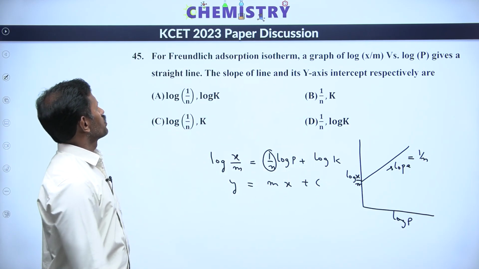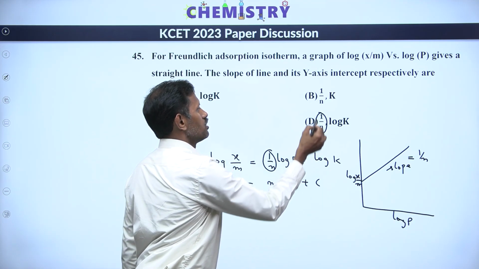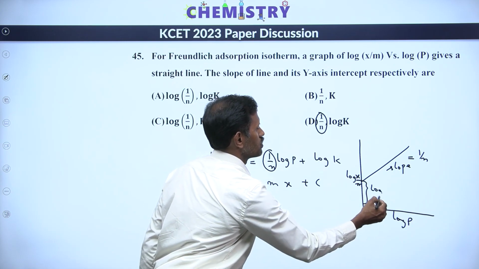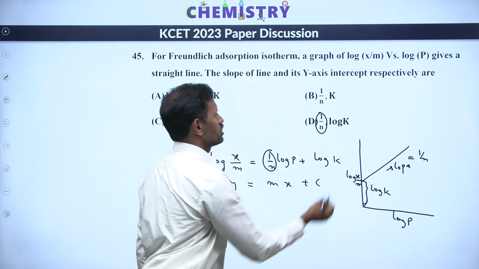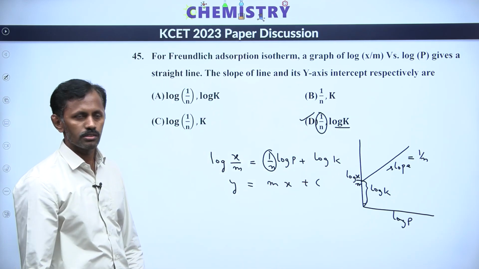So, for the given question 45, the answer is that the slope will be 1 by n, and the point of intersection, which is log k. So, the answer will be option D for the given question 45.